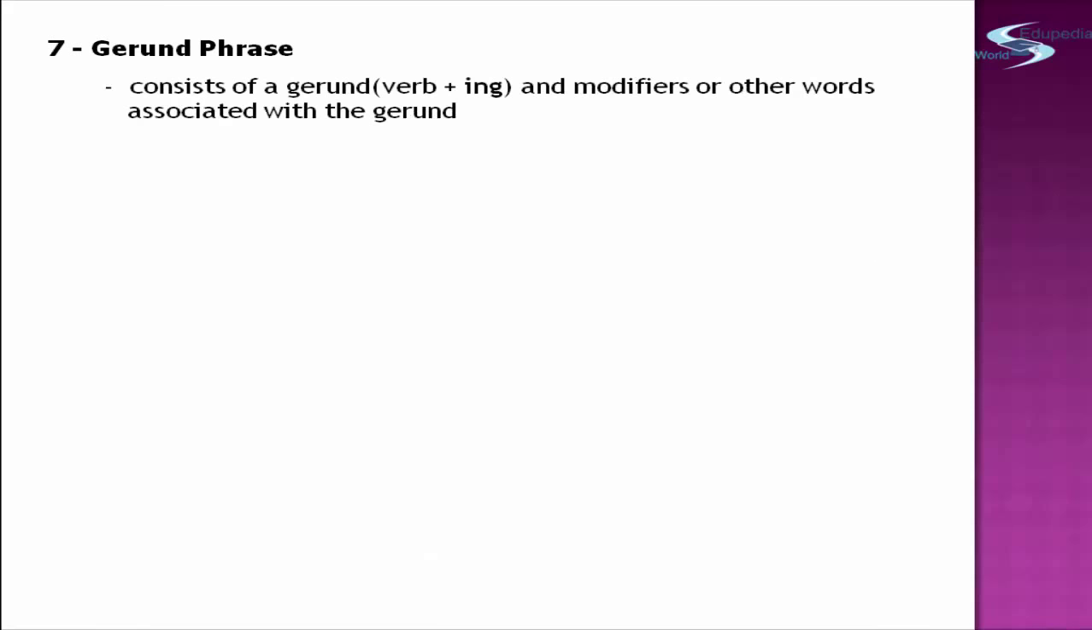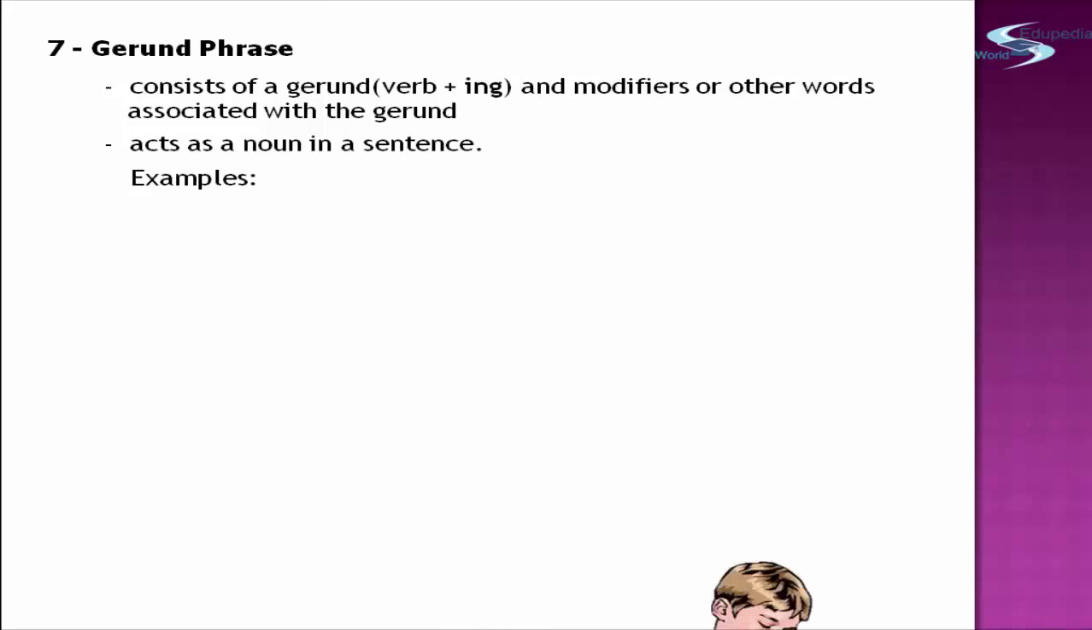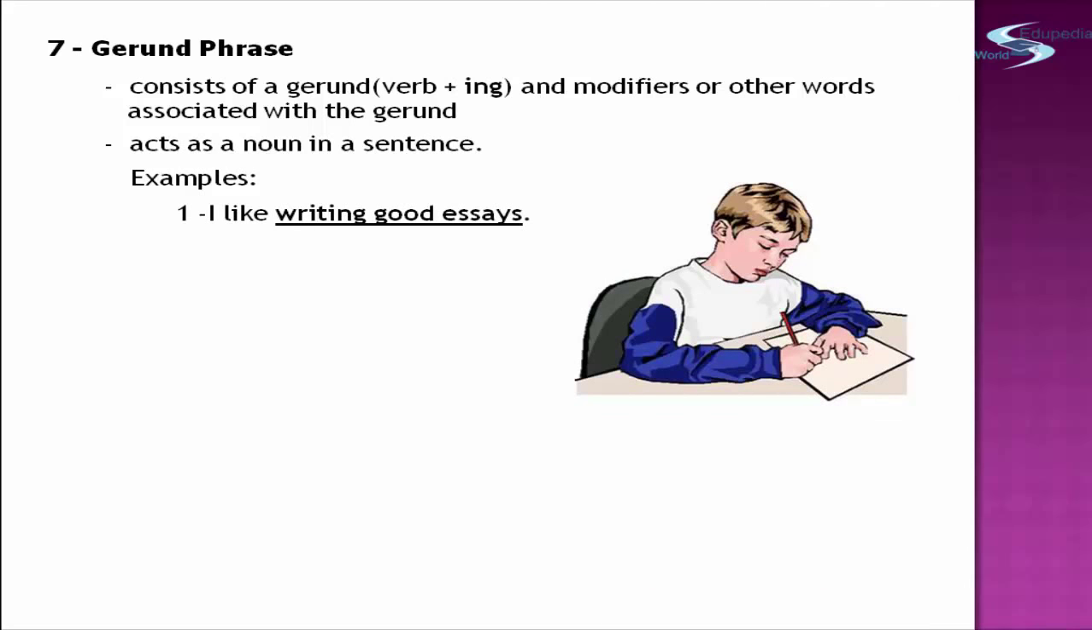The next type of phrase is a gerund phrase. A gerund phrase consists of a gerund, verb plus ing, and modifiers or other words associated with the gerund. A gerund phrase acts as a noun in a sentence. Example, I like writing good essays. The phrase writing good essays is a gerund phrase and it functions as the object of the verb like. Remember, writing comes from the verb write plus ing. So it is a gerund.